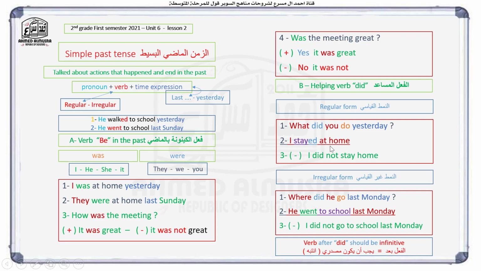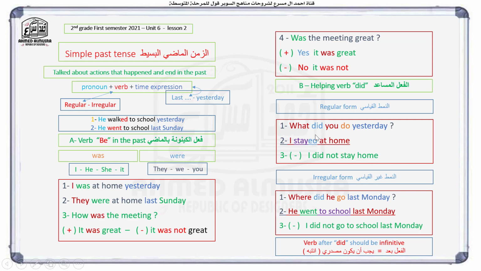I stayed at home. So this sentence is regular form of verb in simple past tense. When I want to make a question, I'm going to ask about the underlined part. What did you do yesterday? I stayed home. I visited my friend, or anything else.